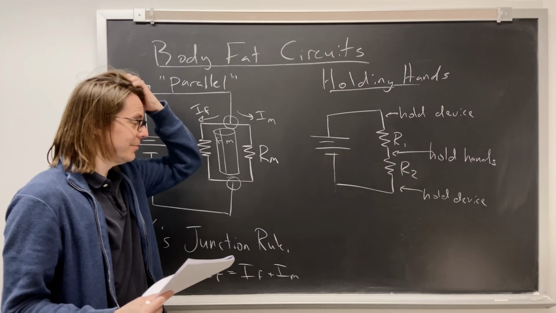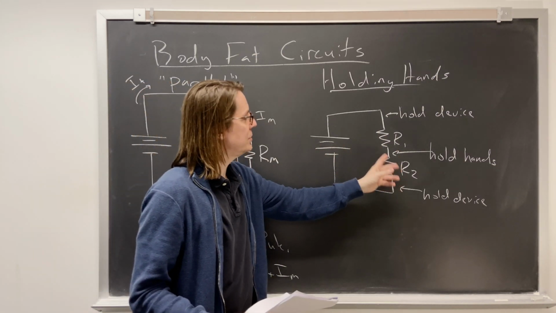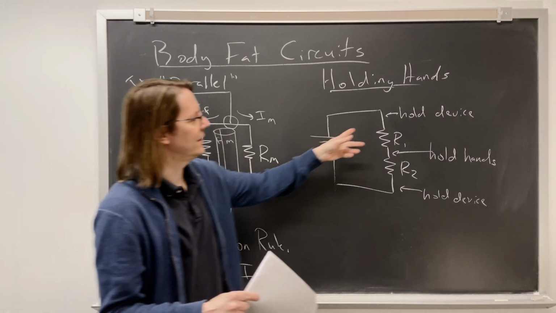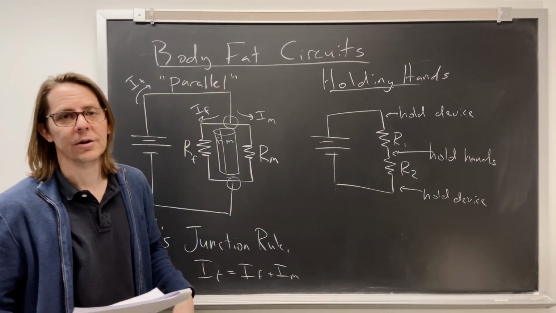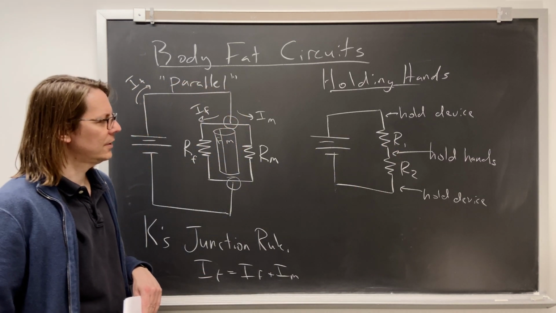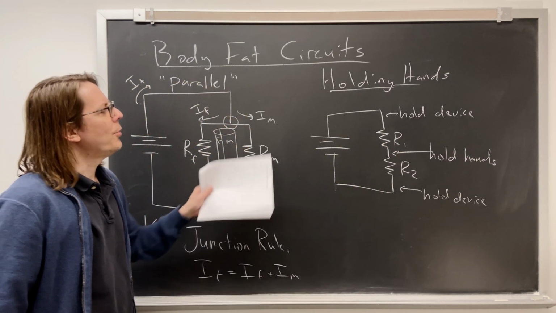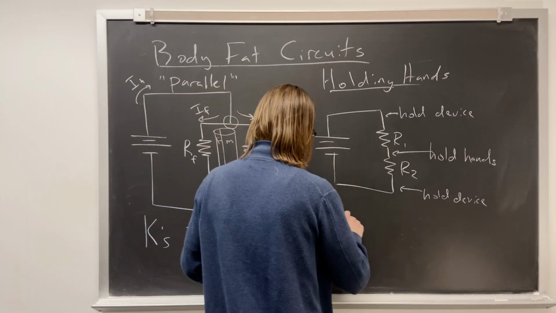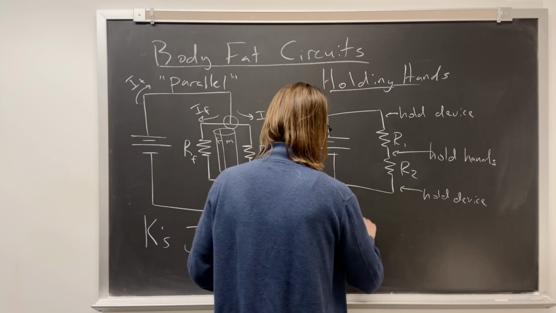That was the question. And here, when I say R1 and R2, I mean sort of the equivalent resistance of our entire arm. We're not dividing it into fat and muscle here, although we could. We could break each of these into a parallel branch. We'll do that later. Okay, so all we want to take from this really is the other K rule, Kirchhoff's loop rule.